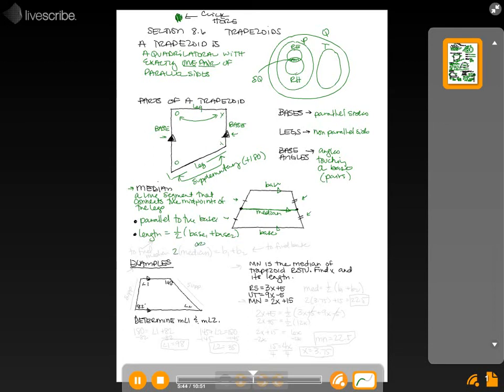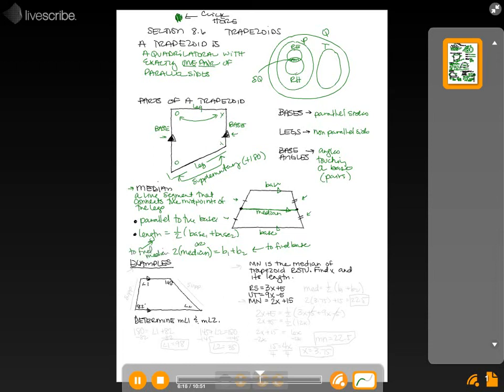Or we could say the median is 2 times B1 plus B2, which I'm abbreviating for base 1 and base 2. I can move that half to the other side and just multiply whatever my median is by 2. And that's used more to find a base. Okay? If I want to find the median, I will use this first formula. If I want to find a base, I'll use the second one.